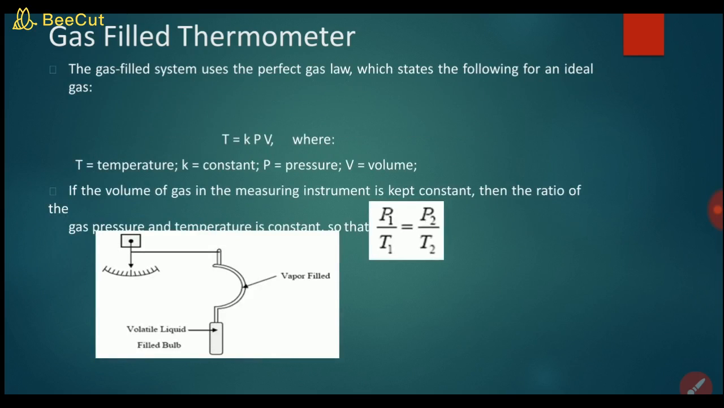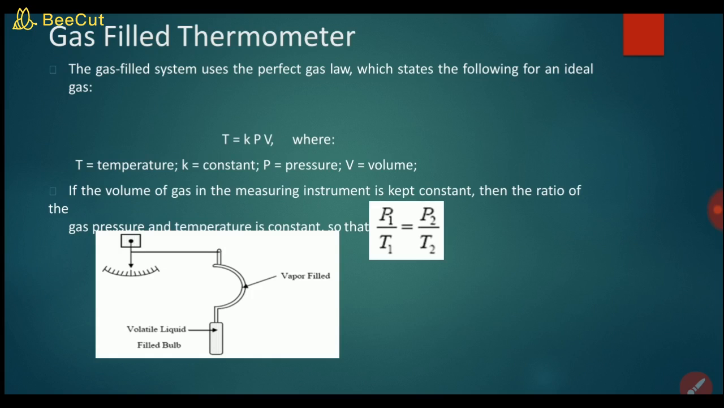We follow a particular law, the ideal gas law, which states that T is equal to K P V. T is the temperature, K is the constant, P is the pressure, V is the volume. If the volume of a gas in the measuring instrument is kept constant, the ratio of the gas will be P1 by T1 is equal to P2 by T2.